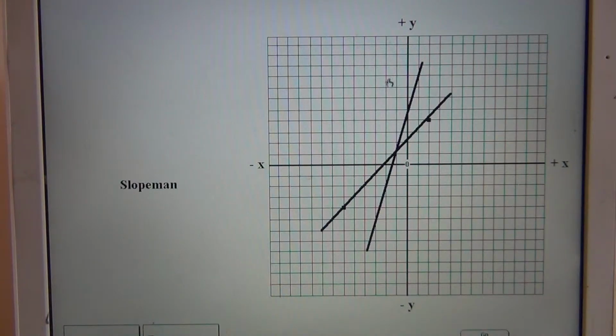Here's a very steep slope that is a negative slope. This starts on the right and goes up to the left. That's a negative slope. Here's a sort of flat negative slope. This starts on the right and goes to the left. That's a negative slope.